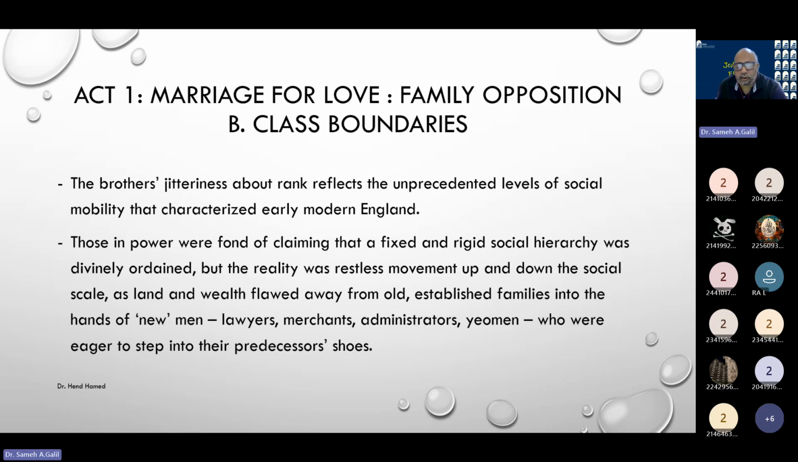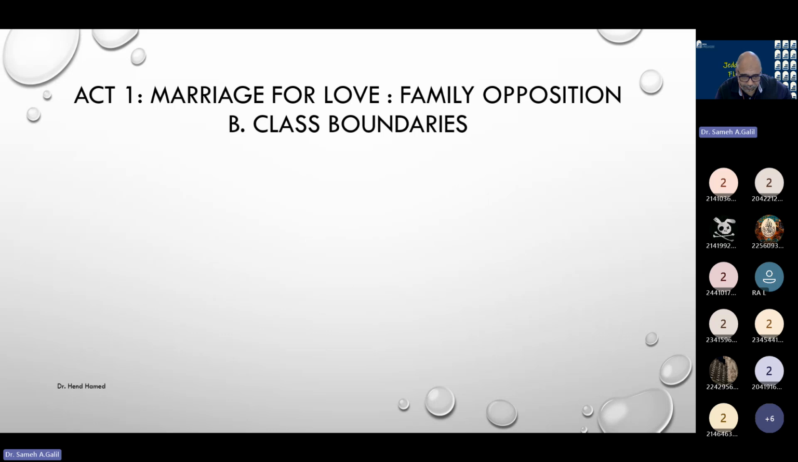So those in power were fond of claiming that a fixed and rigid social hierarchy was divinely ordained, but the reality was restless movement up and down the social scale. And obviously they were fearful of that. There appeared a class of people who didn't inherit their wealth, they didn't inherit prestige. All they did is that they worked very hard and they became something. These were lawyers, merchants, administrators, and one of them happens to be Antonio himself.